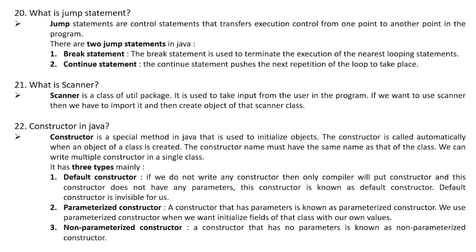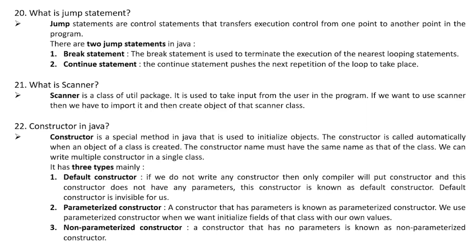22. Constructor in Java. Constructor is a special method in Java that is used to initialize objects. The constructor is called automatically when an object of a class is created. The constructor must have the same name as that of the class. We can write multiple constructors in a single class. It has three types mainly.